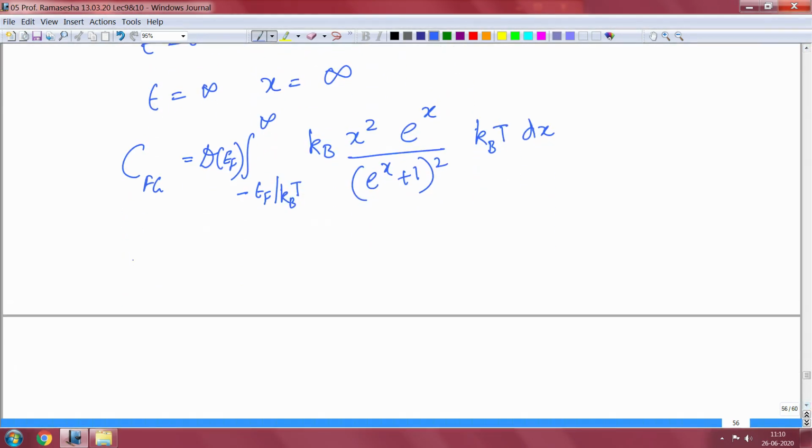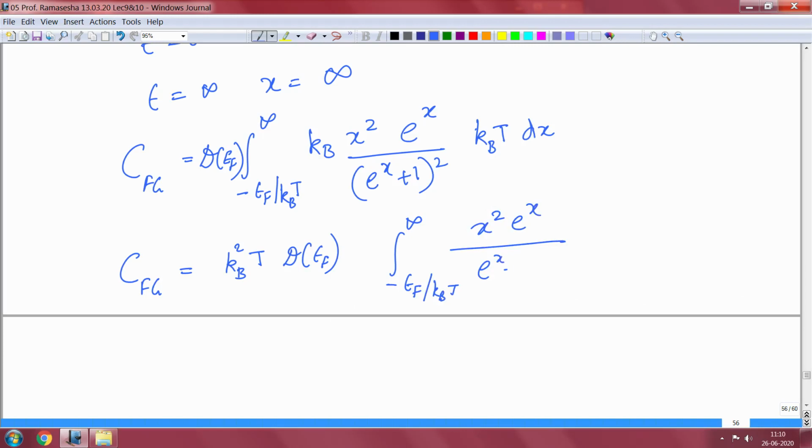So C Fermi gas is equal to kB squared T times dEF, times the integral from minus εF by kBT to infinity of x squared e to the power x divided by e to the power x plus 1 the whole squared dx.